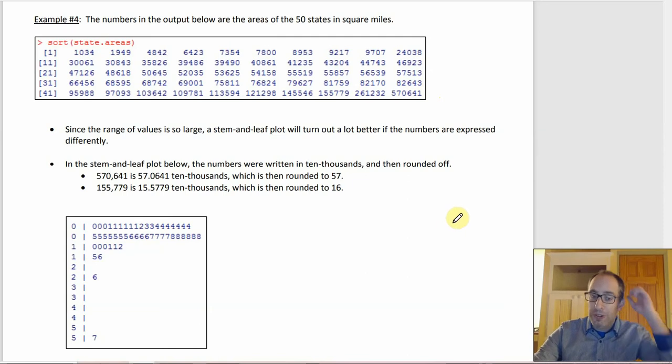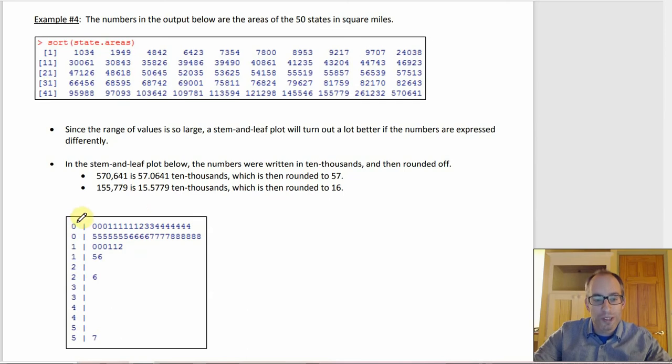So it's going to be easier if the numbers are rounded off. So the thing that I did was that I wrote the numbers in 10,000s and rounded them off. So the Alaska number, 570,641, in 10,000s is 57.0641, just rounded off to 57. And you can see it down here at the bottom, right, where the stem's a 5, and there's the 7. And then the 155,779, which I think is Montana, but it could be California. I'm about 60-40 on which is which. It's 15.5779, which then would round up to 16. So it's that 6 right there.